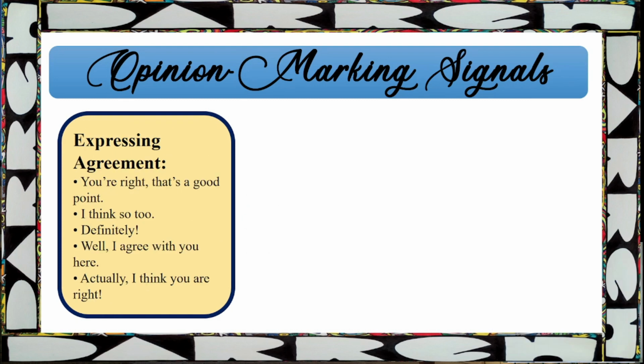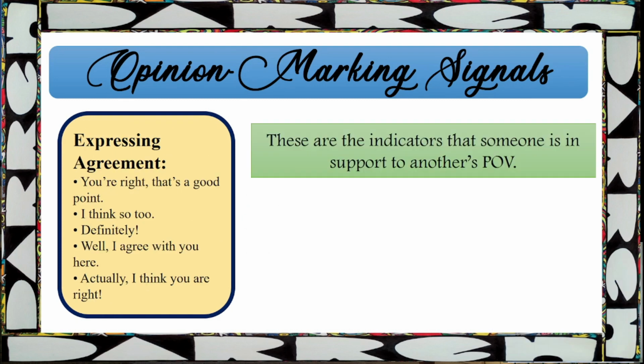Next, expressing agreement. These are the indicators that someone is in support of another's point of view. We could use: "You're right," "That's a good point," "I think so too," "Definitely," "Well, I agree with you here," and "Actually, I think you are right."